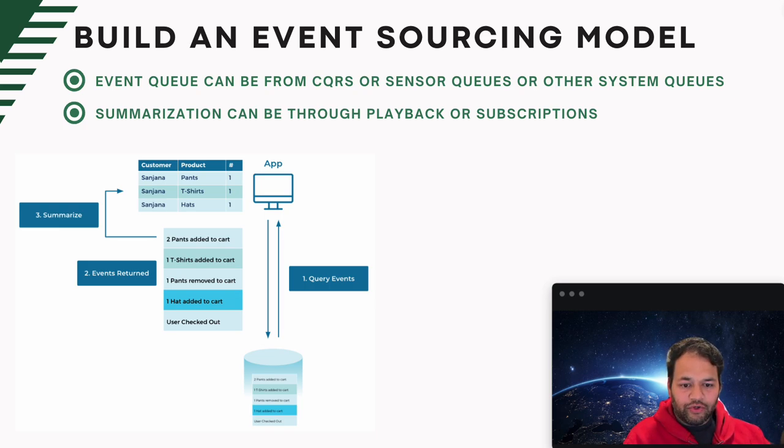So an example here could be two pants are added to a cart, one t-shirt is added to a cart, one pant is removed from the cart, a hat is added to a cart, and user checked out. So all of these could impact the cart aggregate. And here you can see step 3, which says summarize, is essentially showing us what is finally in the cart for that given customer. So there's one pant left, one t-shirt, and one hat. And so what's happening here is that some events are coming through, like customers adding and removing things from the cart, checking out. And then the summary is basically the cart aggregate here.